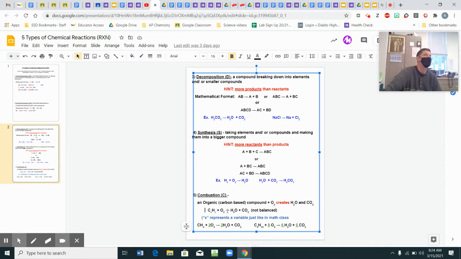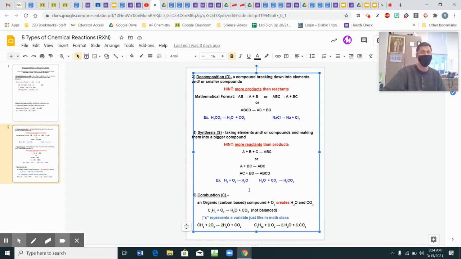If O2 is not there, did they violate the law of conservation of mass? Yes. It helps you remember all the pieces that have to be there. So just some examples. Once again, these are straight out of your notes.